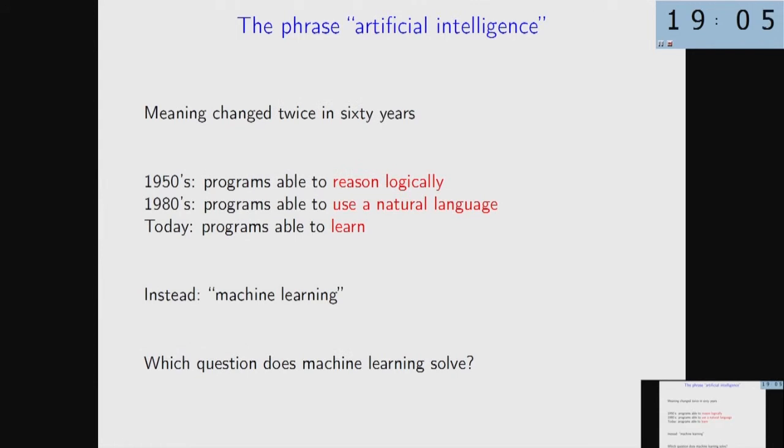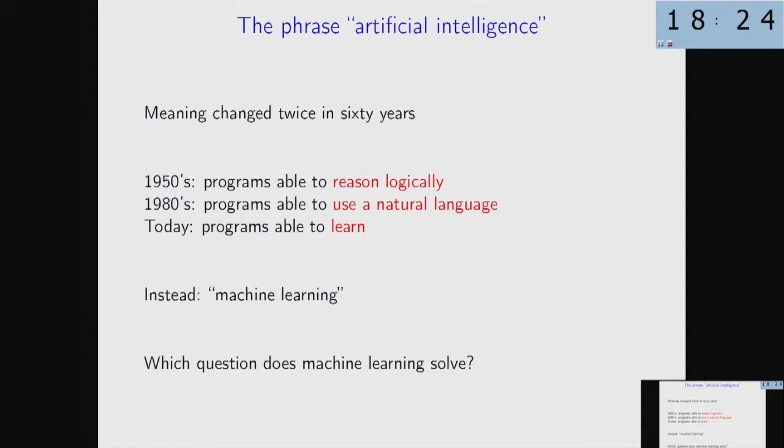Okay, first of all, the phrase artificial intelligence per se is at the origin of many problems. And one of them is that it has changed its meaning already twice in 60 years of existence. When the word was created in the 50s, it mostly designated programs that were able to reason logically. That was later called automated theorem proving. Then in the 80s, it mostly designated programs that were able to use a natural language, which was later called natural language processing. And today, it mostly designates programs that are able to learn.